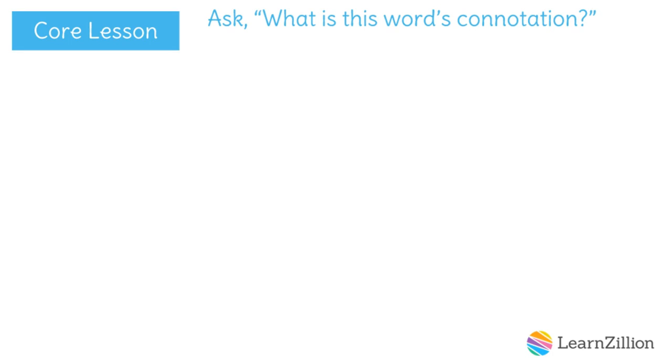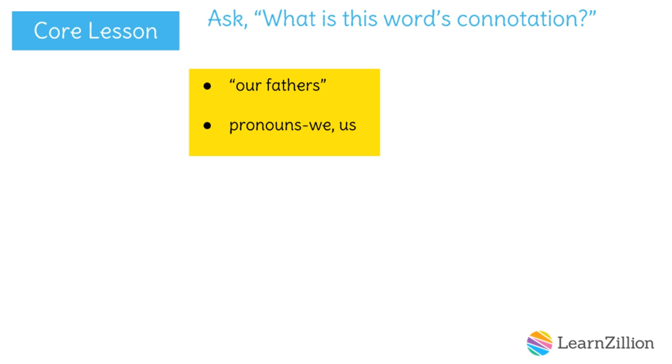Okay, I have all my words highlighted, so now I need to think about their connotations. I'm asking myself, what is this word's connotation? When Lincoln uses the word our fathers, the context lets me know he is using it to represent the founders of the United States. However, our fathers makes me think of my dad, which always makes me think of my family and how we stick together and help each other out.